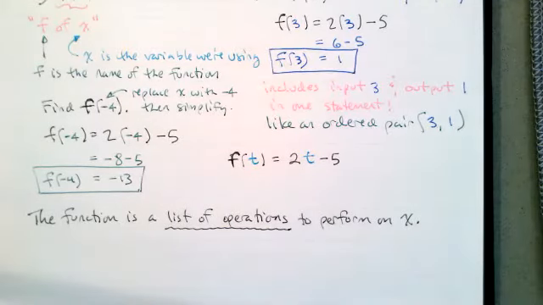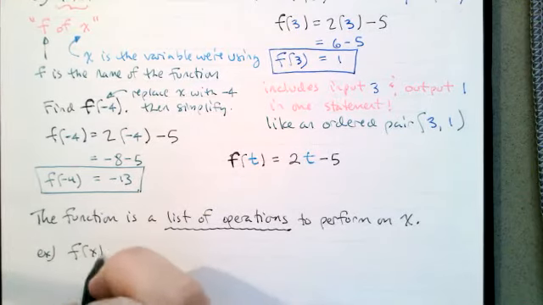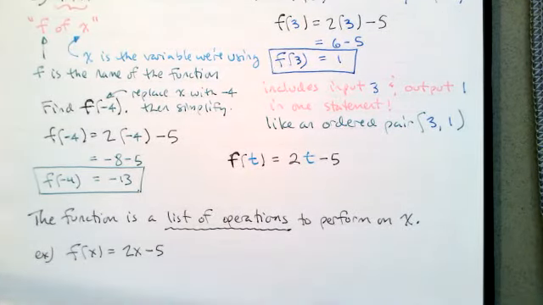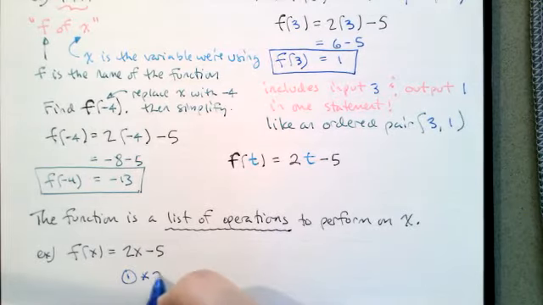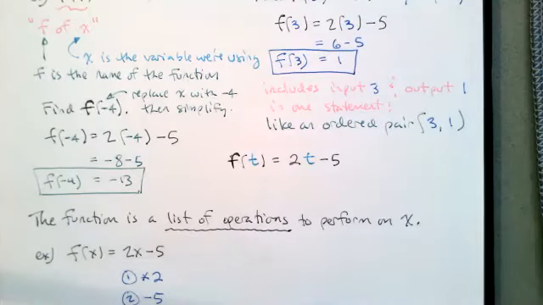The reason that we get to just make a list of operations is that we're only going to have one instance of the variable in the problems that we're working on this week. So for example, if I say that f of x is 2x minus 5, this is telling us to perform these operations. First, we multiply the x times 2, and second, we subtract 5. These are the operations that we've been performing.